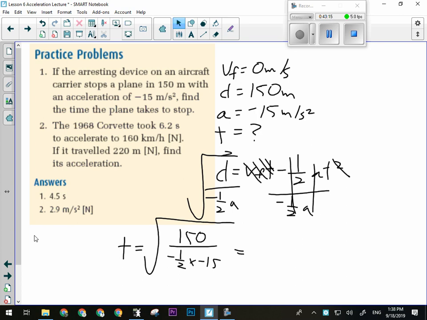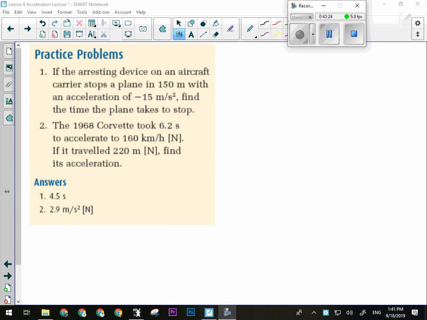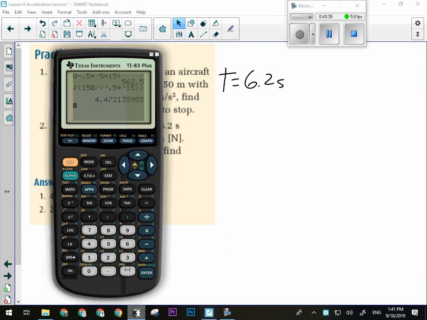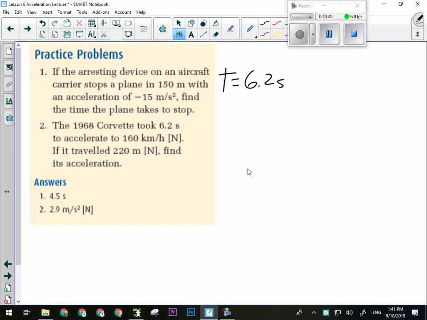Nice. How many people have done number 2? All right, I'm going to give you a few more minutes on number 2 then. Okay, let's get to it though. So on number 2, they give me the time, 6.2 seconds. They tell me that it accelerates to 160 kilometers per hour, which is 100 miles an hour, but I need it in meters per second. So 160 divided by 3.6 gives me 44.4 repeating meters per second.